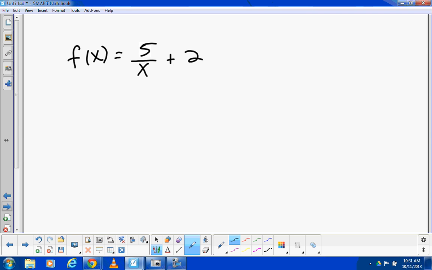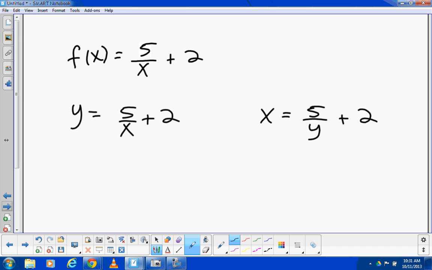All right, so that plus 2, if that plus 2 wasn't there, it'd just be 5 over x would be the inverse. So now let's look at it. We've got 5 over x plus 2. Let's write it as y equals there. Now let's swap x and y. So we'll get x equals 5 over y plus 2.